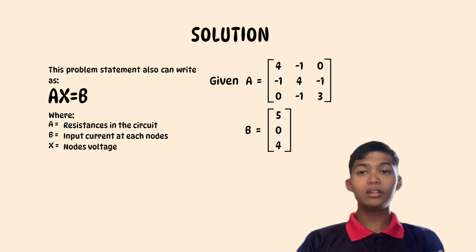As for the solution, this problem statement can also be written as AX equal to B, where A equals the resistance in the circuit, B equals the input current at each node, and X equals the node voltage. Given matrix A, 3 by 3, equal to 4, negative 1, 0, negative 1, 4, negative 1, 0, negative 1, 3, and given matrix B, 3 by 1, equal to 5, 0, 4.